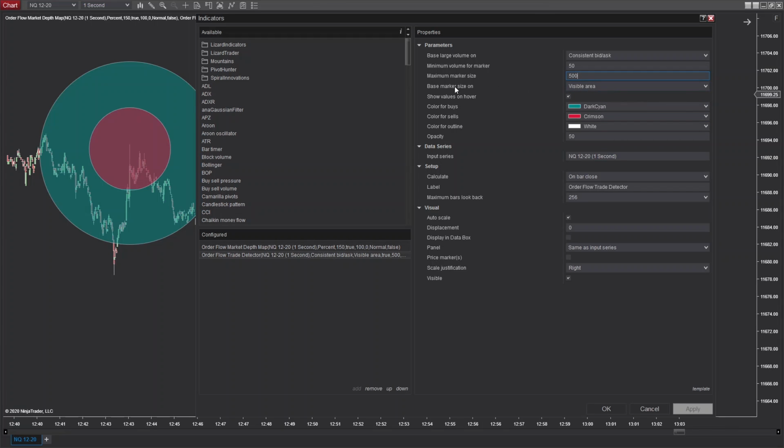Base marker size on visible area should be visible. Area should be the default. And these are the colors I have for buys and sells. You can either leave that or customize it to whatever you like. Auto scale and visible, and that's it. That's all. There isn't a whole lot of inputs on this indicator. So it's the order flow trade detector, and it's right here in the order flow group.